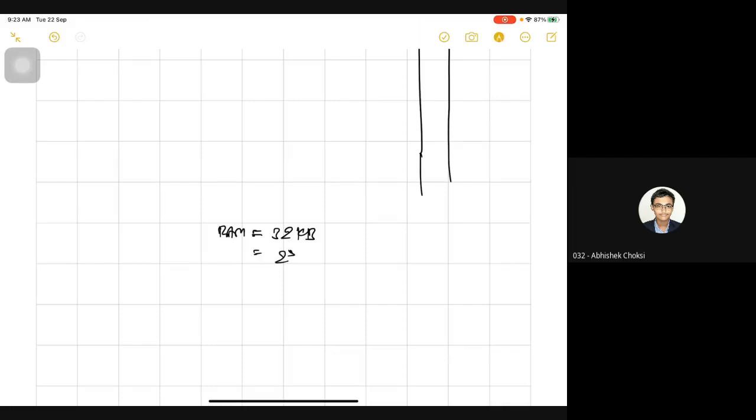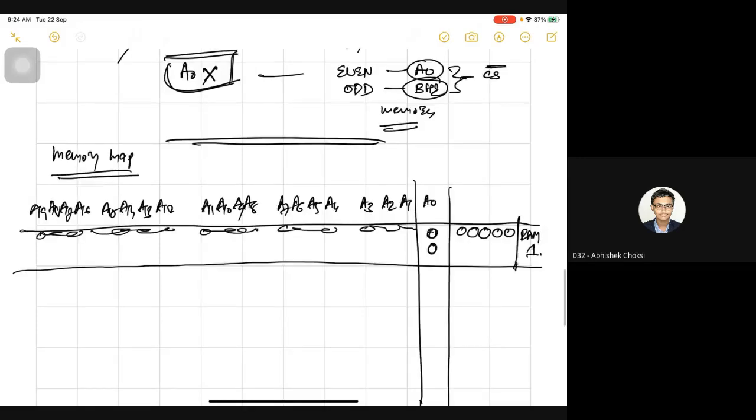2 raised to 5 into 2 raised to 10, that is 2 raised to 15. So you have 15 address lines which will get changed. Which are these lines? A1 to A15. Yes sir. So you need to change the lines A1 to A15, and all the other lines remain as they are. So it will be 1 1 1 1 1 1 1 1 1 1 1.